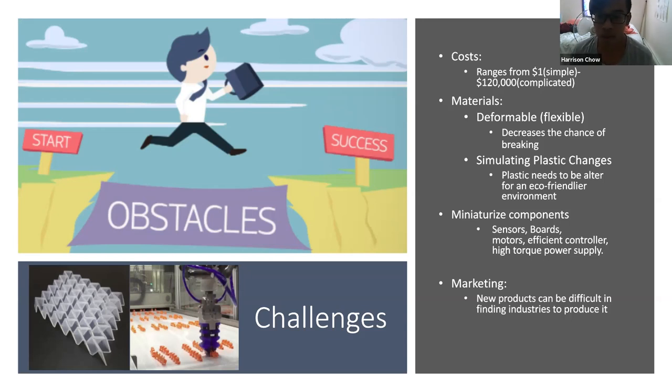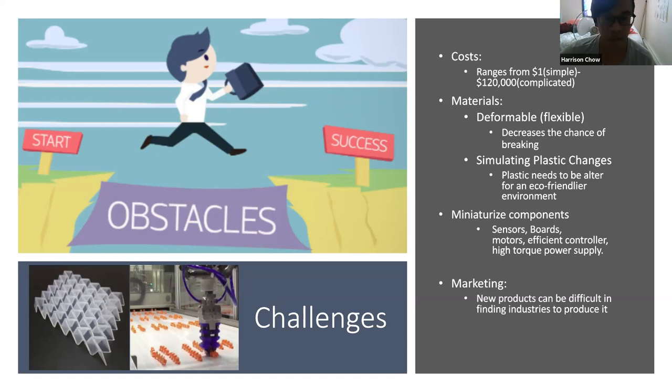And the third one is miniaturized components. So we create more of a spacious area and more machinery for other soft robots, and it can easily be portable, so you don't have to carry such a soft robot for an advancement in your body. Some miniaturized components could be sensors, boards, motors, efficient controllers, and high torque with a high torque power supply.